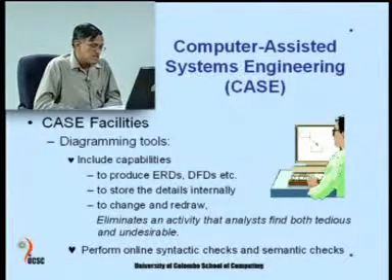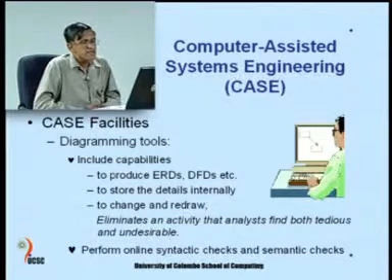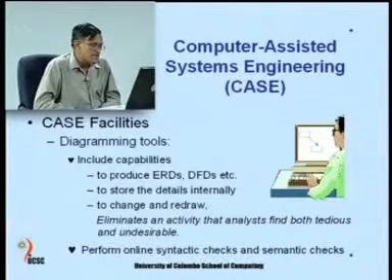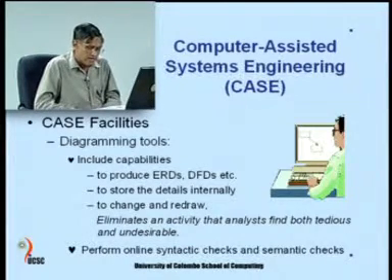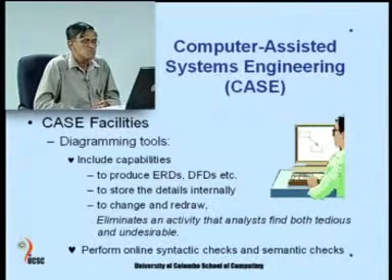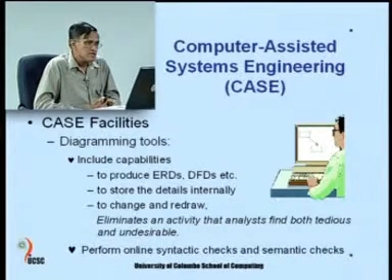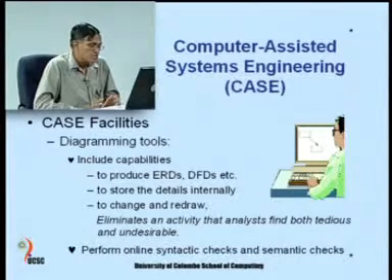It also automatically updates the documentation when you modify the diagrams, and it can perform online syntactic checks and semantic checks. For syntactic checks, for example, in a data flow diagram, if you try to draw a relationship between a data store and another data store, where there is no meaning, or a data flow from an external entity to another external entity or to a data store, there is no meaning. These it will automatically detect and show you as problems in the diagram.